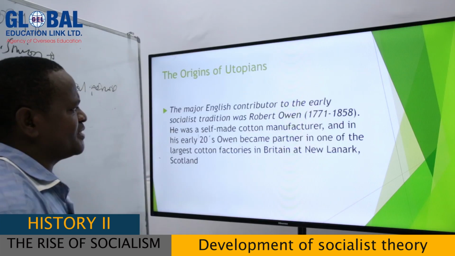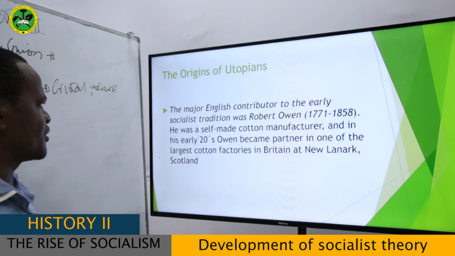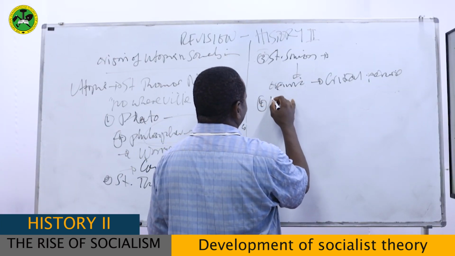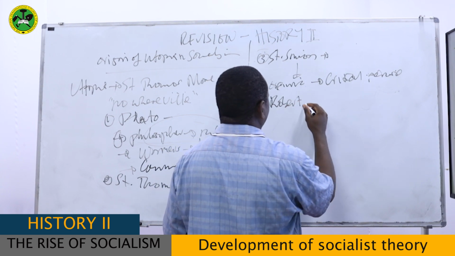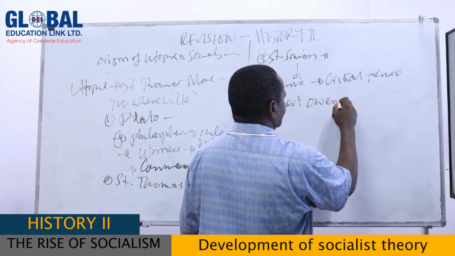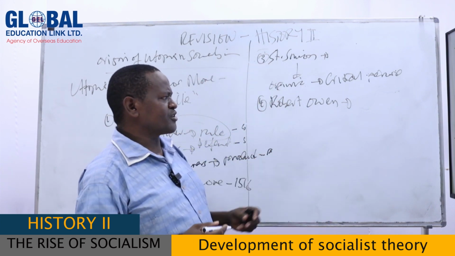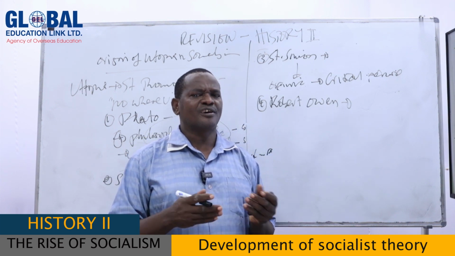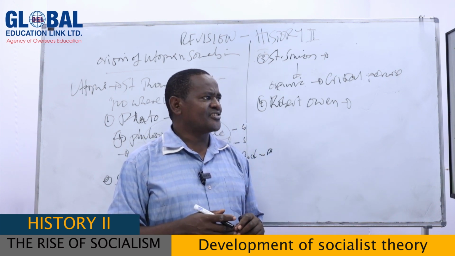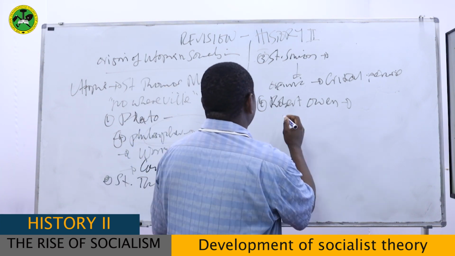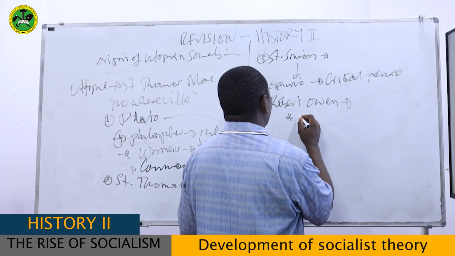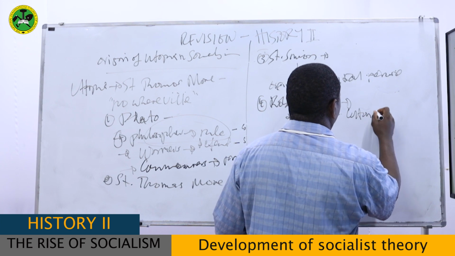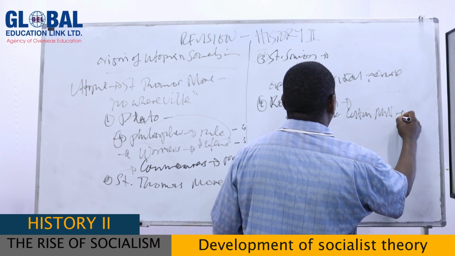So again, this is another area where we can trace the beginning of the utopian idea. Another area where we can trace the origin of the utopians is a man called Robert Owen. Probably, my dear students, he is the most common utopian socialist. Robert Owen was a self-made cotton manufacturer. He was one of the richest people in Britain in those days, and he bought a very large industry called the Lanark Cotton Mills, in Scotland.